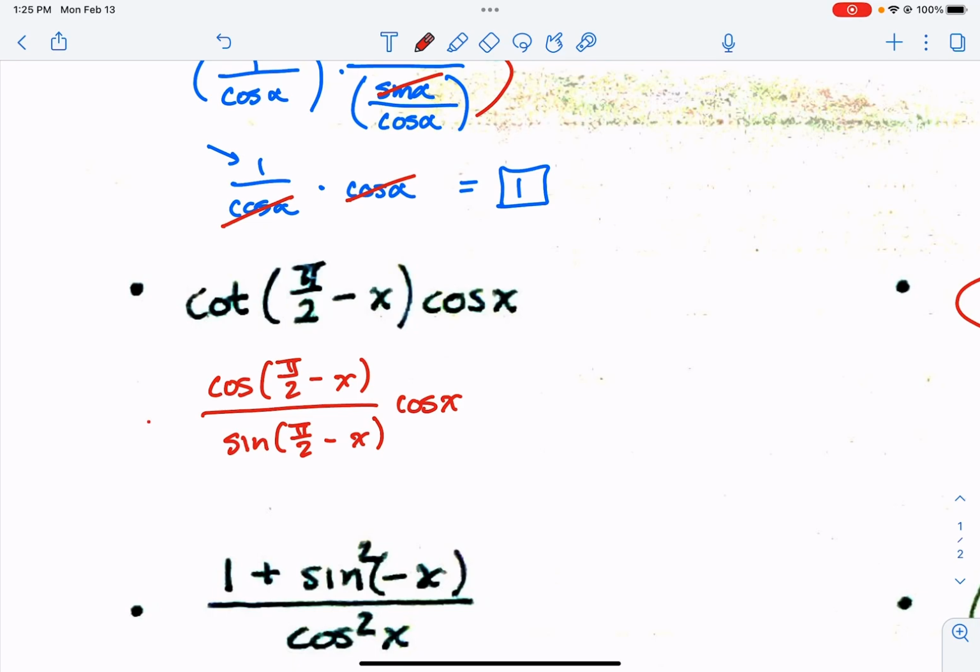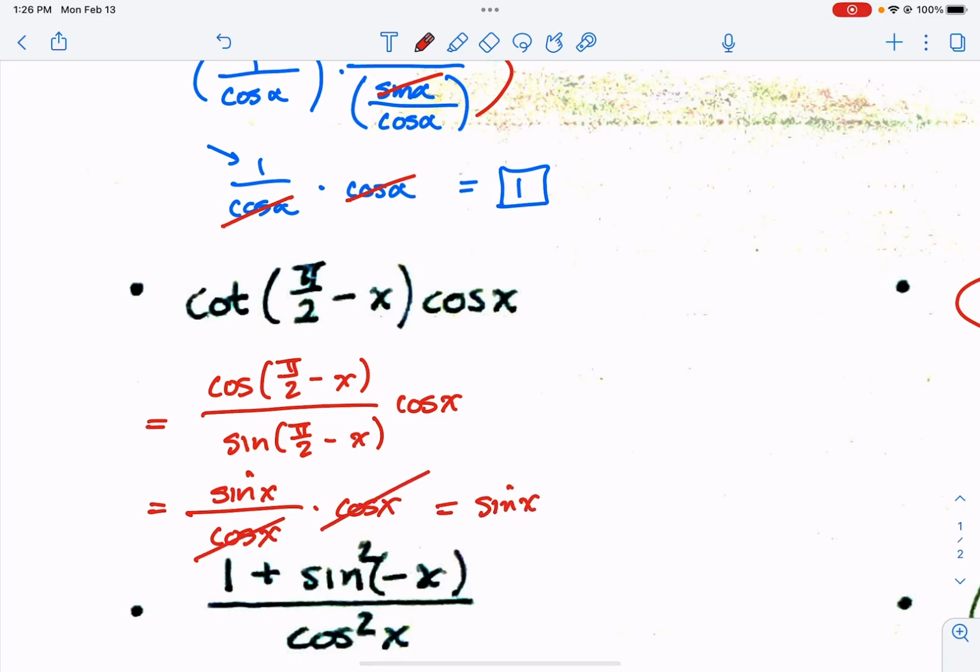And from here, we notice that cosine of pi over 2 minus x, that's an identity, right? That turns into sine of x. The bottom, sine of pi over 2 minus x, turns into your cosine of x. We have times cosine of x. Well, those cosines are going to cancel. So we have a nice sine of x down here.